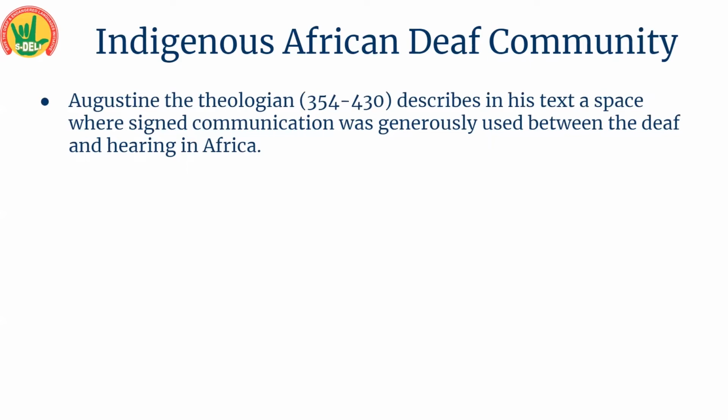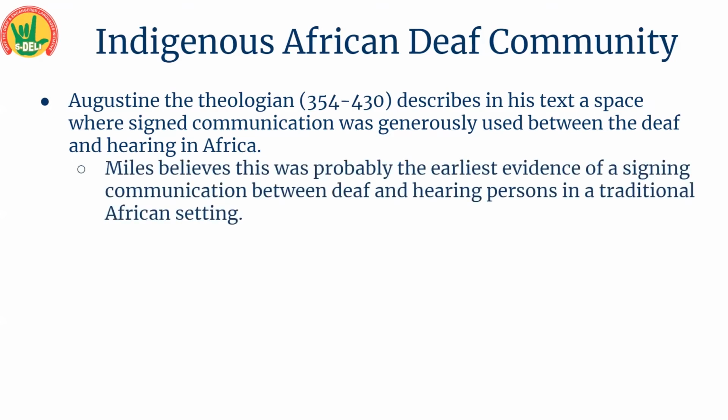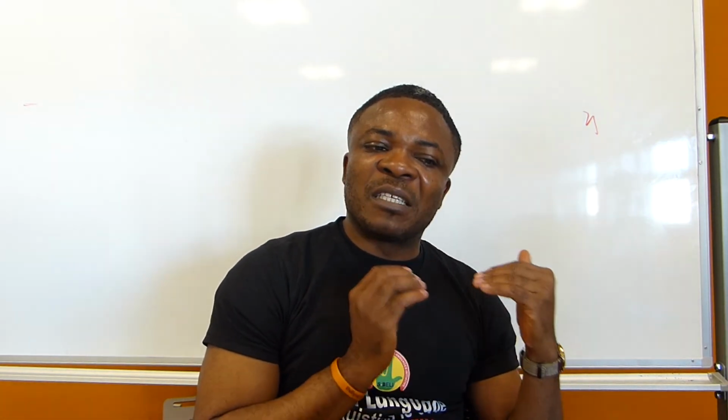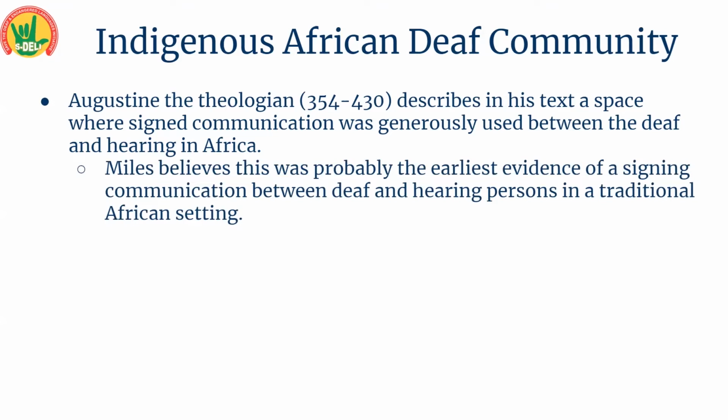From as far back as 354 to 430 AD, Augustine the theologian describes in his text a space where signed communication was generously used between the deaf and hearing in Africa, a space where signed communication was generously used by both hearing and deaf. And Miles, in his work, believes that this was probably the earliest evidence of signing communication between deaf and hearing persons in a traditional African setting.